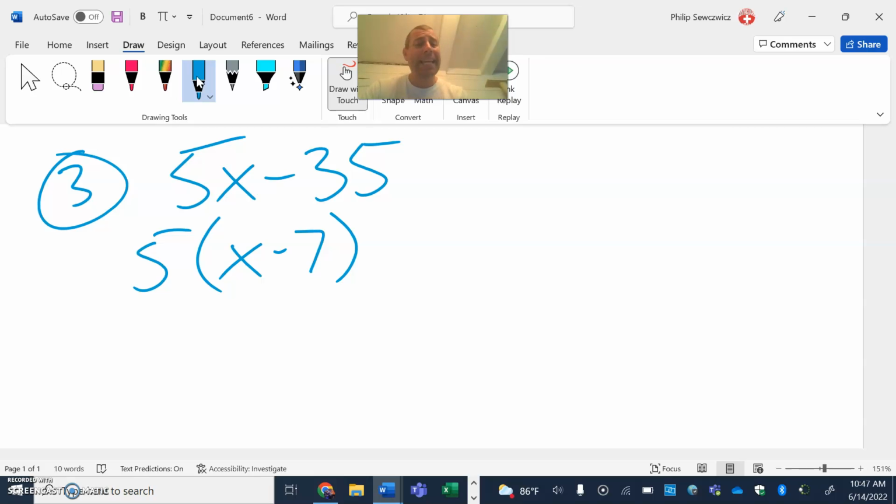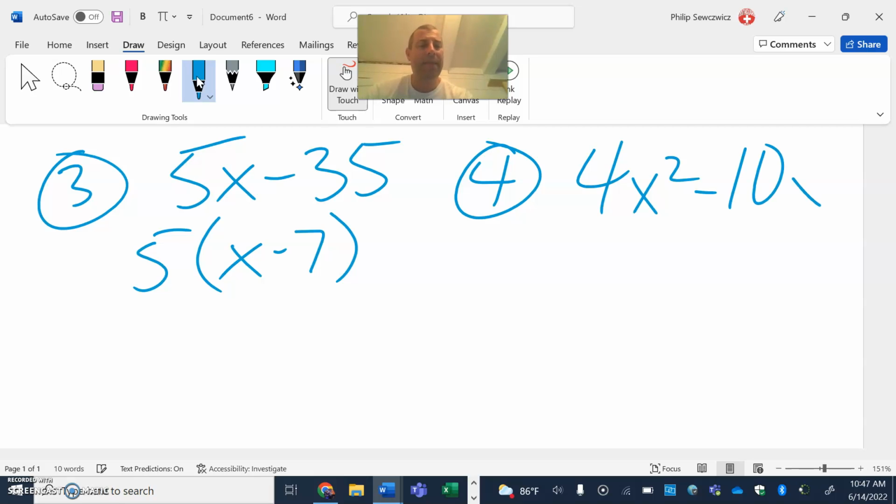So we're done. And again, we can check it by that distributive property. 5 times x, 5x. 5 times 7, 35. Voila, we've got it. Now the only thing that kind of slips into our factoring here is sometimes the letters show up, because sometimes we have a letter that's in common. So let's try something like this. 4x squared minus 10x.